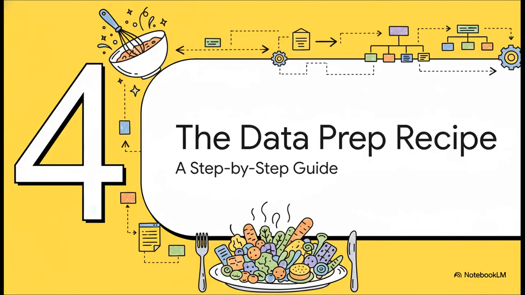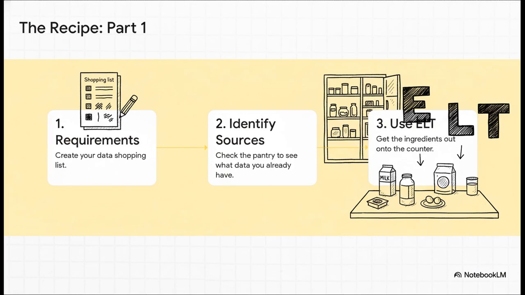All right, so now that we know what a mess we're dealing with, let's get practical. Let's walk through the actual step-by-step recipe for this whole data prep thing. So, step one, you make a requirements list. This is literally your shopping list. What do you need? Then you identify what you've got. You check the pantry and the fridge, and then you start getting all those ingredients out on the counter.